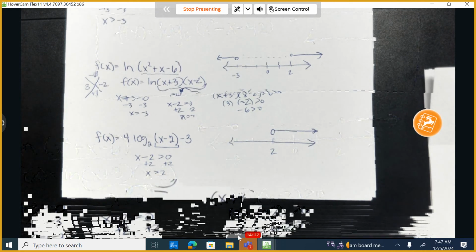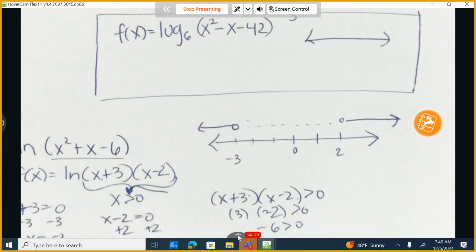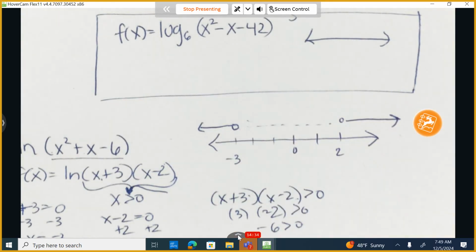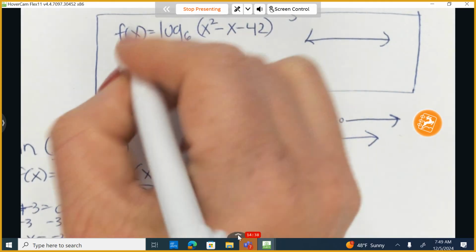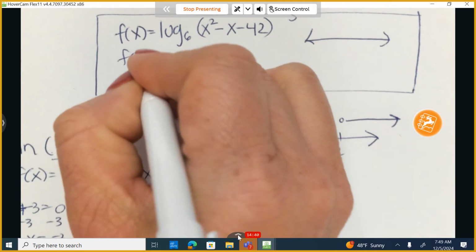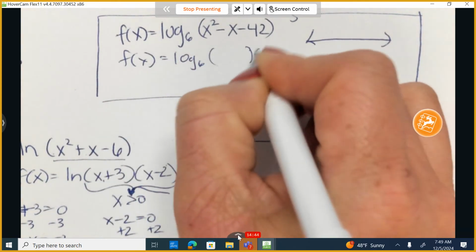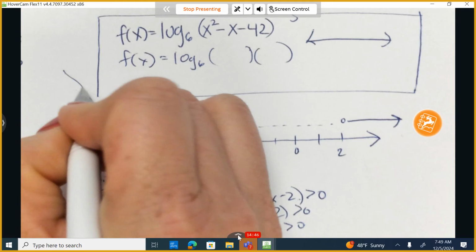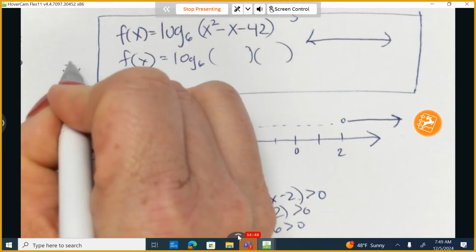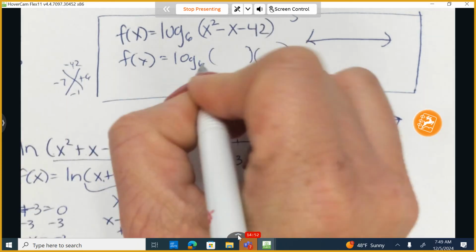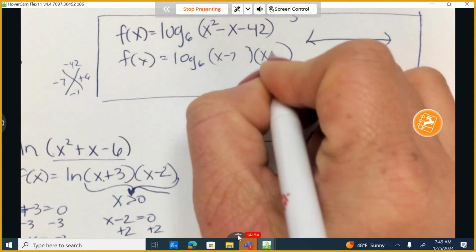I created one additional problem. If you're watching this back because you're absent or need to relearn this concept, this is similar to an example from two previous ones before this. So I'm going to rewrite this as log base 6. Okay, then in parentheses, when I factor this, I'm thinking what multiplies to equal negative 42, combines to equal negative 1. That's going to be negative 7 and positive 6. So x minus 7 and x plus 6.